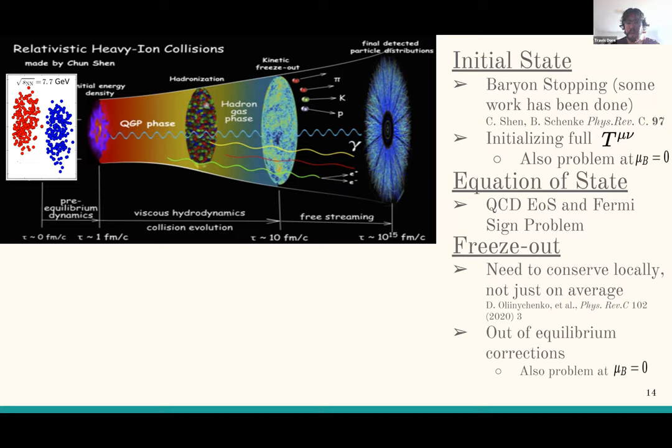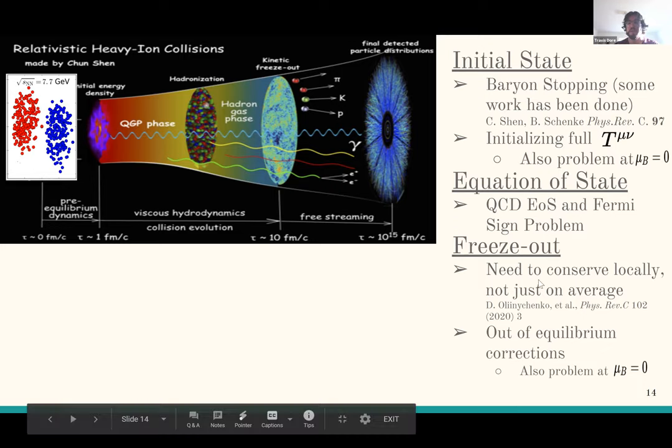Freeze out is another problem that gets complicated as we incorporate conserved charges or explore mu_B greater than zero, because we need to conserve charges locally, not just on average. A lot of the freeze-out prescriptions now conserve charges just on average, because it's not really the central object of study. However, if we want to initialize systems that have conserved charges and study the hydrodynamic effects on those charges, then we really need to conserve them locally. Their response to the hydro is important, and where they end up before we measure them is important. We need to conserve them on a local basis so we know where they are and measure correlations correctly.